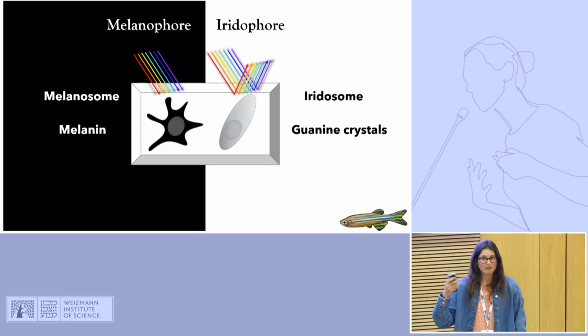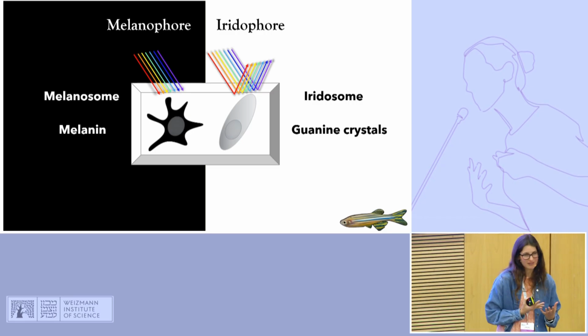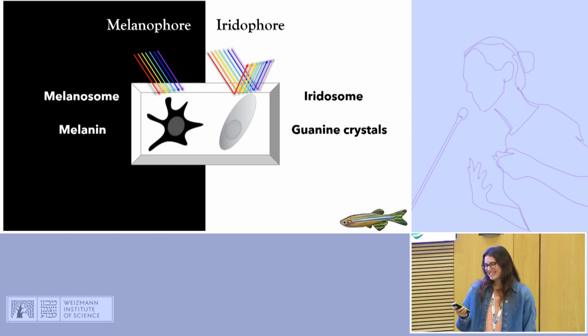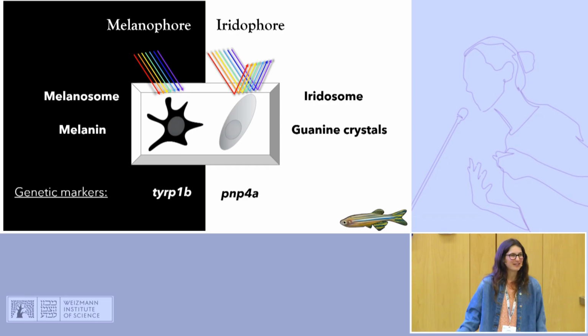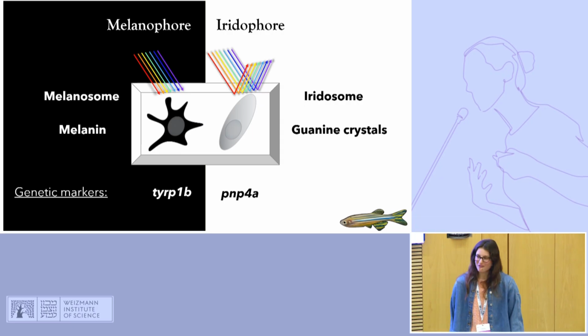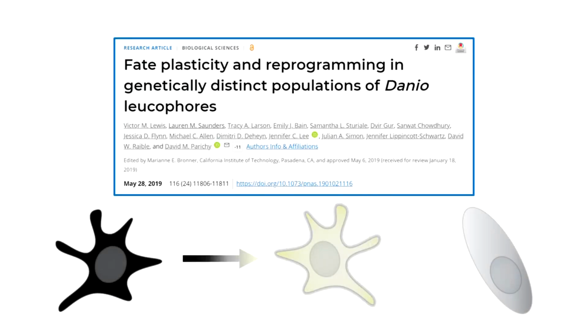And on the other hand, which is the exact opposite, there's the iridophore. The iridophores reflect light. They have the iridosome. This is the organelle that contains the guanine crystals inside of them. We humans do not have iridophores. Unfortunately, we're not shiny. And some important genetic markers just to remember: for the melanophores, we have TIRP1B, and for the iridophores, there's PNP4A.